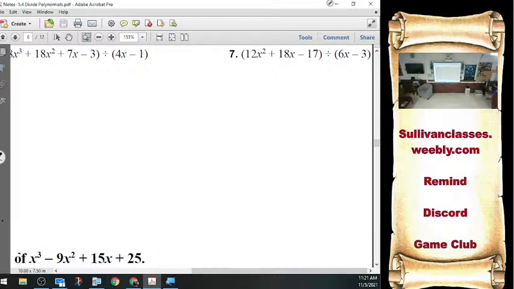Now, if you get a remainder, you don't divide the remainder. It already has the 6x minus 3 under it, if that happens.